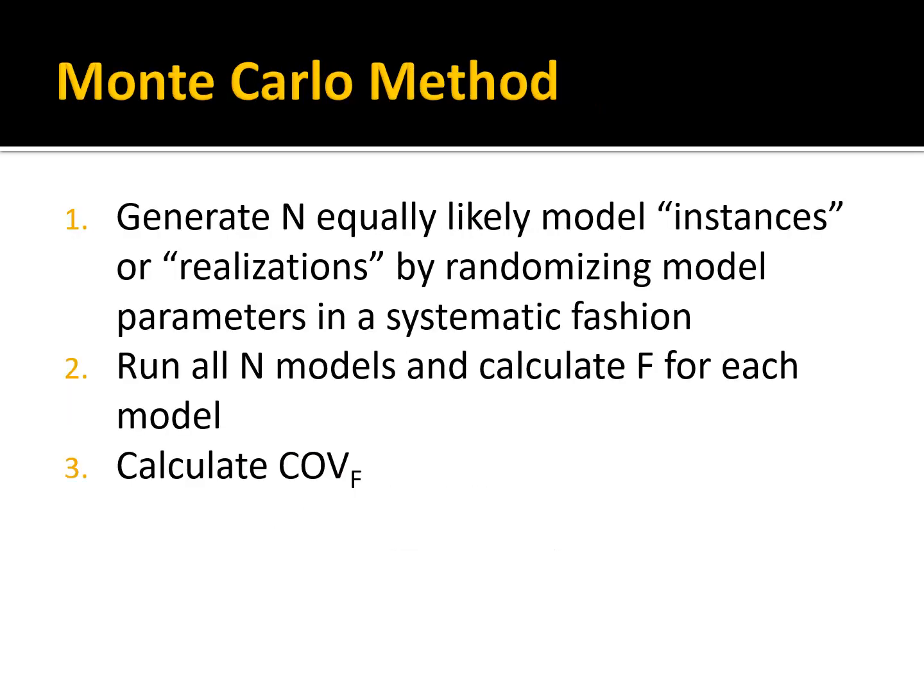With the Monte Carlo method, you take your input parameters, your undrained strength, your unit weights, and you perturb each of them and generate n equally likely model instances or realizations, and then you perform a slope stability analysis on each of those n models and calculate a factor of safety for each, and that gives you a large number of factors of safety. From that, you calculate the standard deviation, divide by the mean factor of safety, and you have the coefficient of variation.